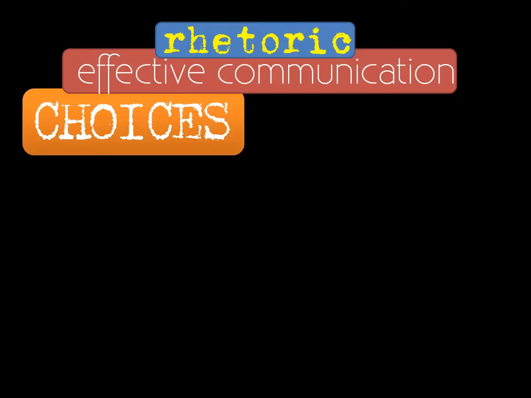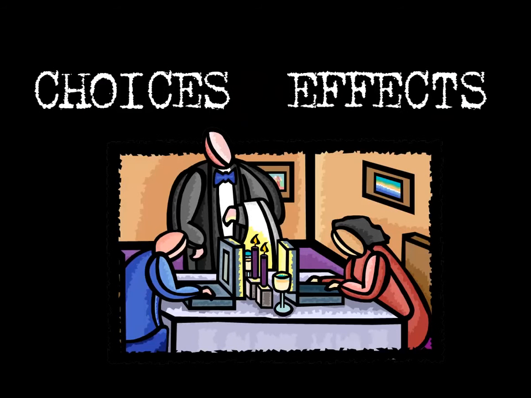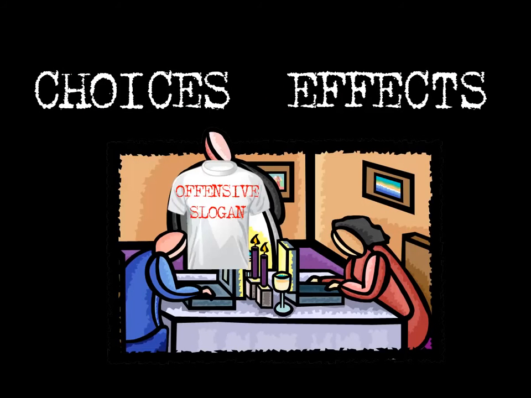Well, I think understanding that stands on the shoulders of understanding the choices communicators make and the effects those choices have on different audiences. So let's look at a few examples of choices and effects. For example, I go to a fancy restaurant and the waiter for some reason decides to wear a t-shirt with an offensive slogan on it, and I say, whoa, why did you make that choice? Didn't you know the effect that that would have on your restaurant, on my enjoyment of my meal, etc.?